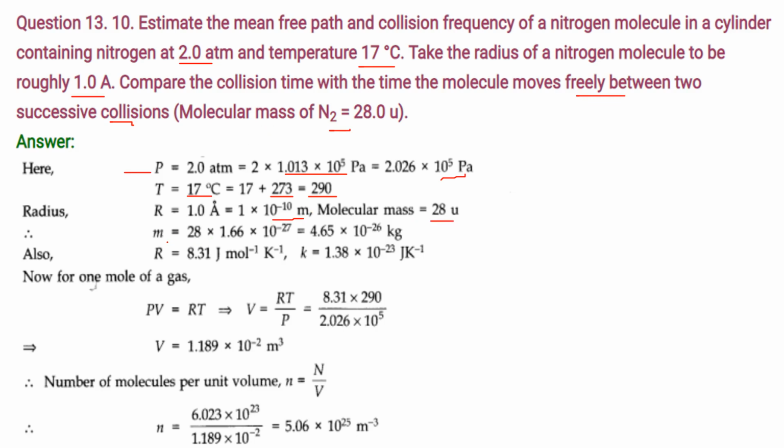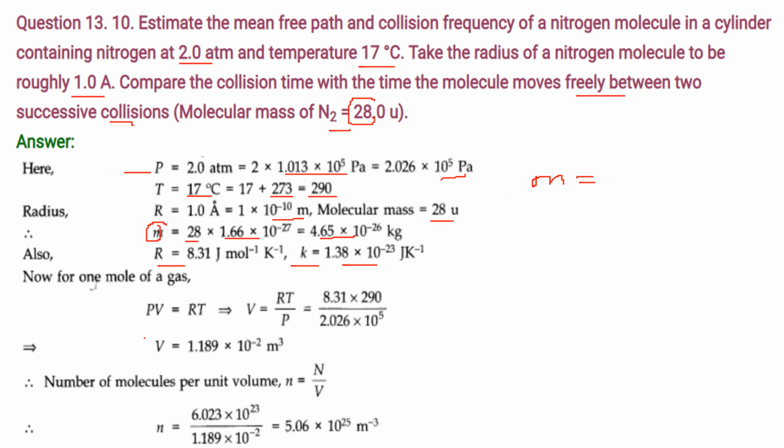What is the small m? Small m is simply, you know that we have a value which is our number of molecules present, and if you multiply it by the molecular mass, you get the small m. So this 28 multiplied with the specific number, which is 1.66 into 10 to the power minus 27, which is the atomic mass unit. So you multiply it, you get 4.65 into 10 to the power minus 26 kg. This R is also known to us, which is 8.31, which is the universal gas constant. This k is the Boltzmann constant. This is also known to us. So now all these things are known to us.